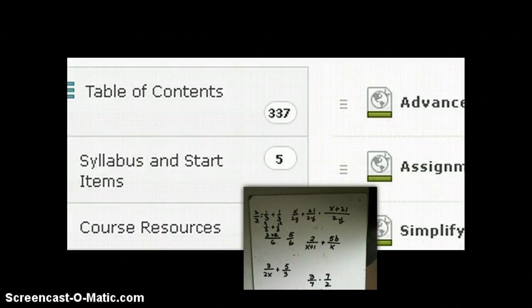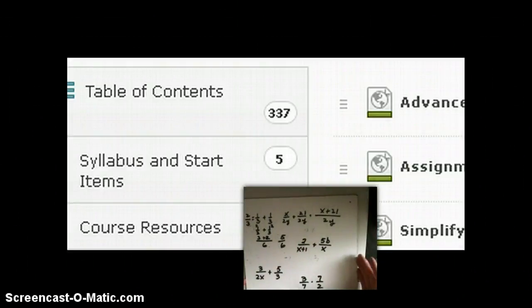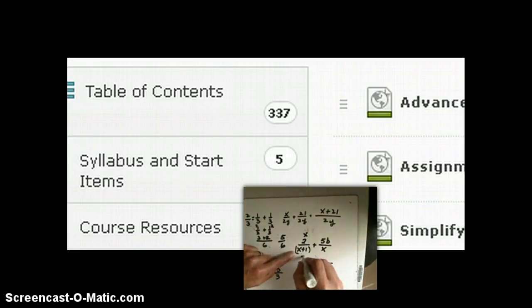Now we have a problem over here to the right. So I need a common denominator. Well, let's see. I've got an x and x plus 1. That's a factor, and I have x. So the common denominator would be x times x plus 1. All right, so what is this missing? Well, this is missing that x. So what is that? That's 2x, right?